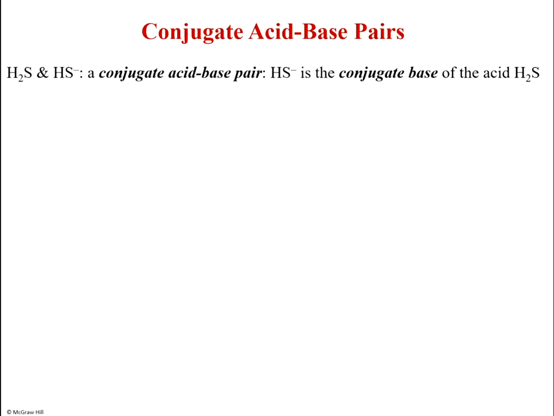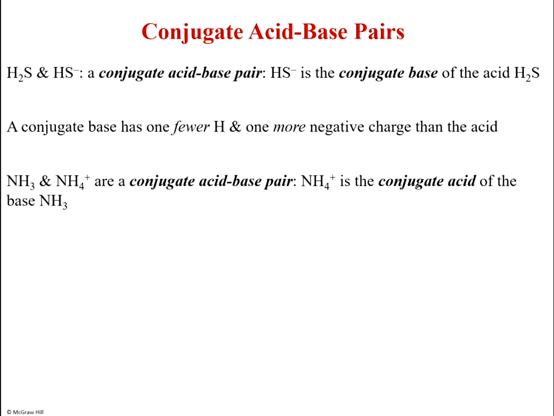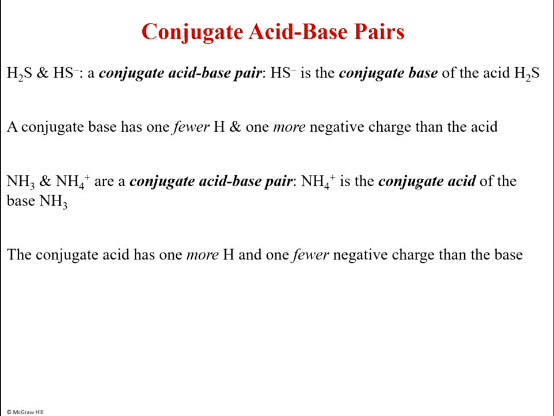So we can see H2S and HS minus are a conjugate acid-base pair. The conjugate base in general has one fewer proton and one more negative charge than the acid. And then ammonia and ammonium are a conjugate acid-base pair as well. The conjugate acid has one more proton and one fewer negative charge than does the base.